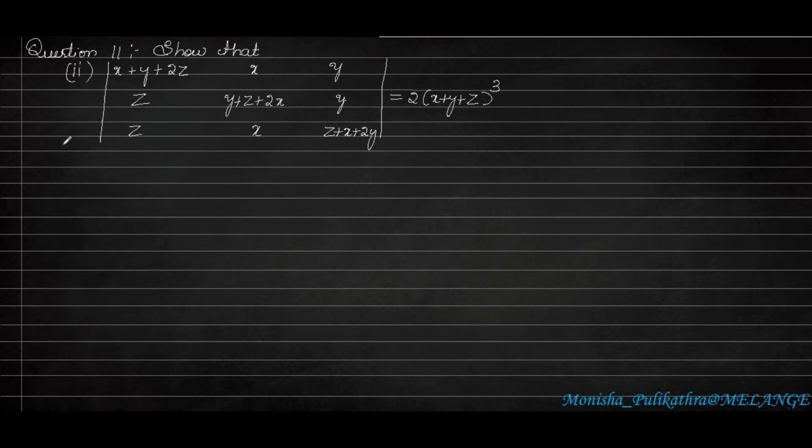Moving on to the second sub question of question 11. This is also a show that problem. So here I will be applying the first two. So applying C1, I will be making changes to column 1. Okay, so this is column 1, this is column 2 and column 3. For column 1 I will be doing C1 plus C2 plus C3.